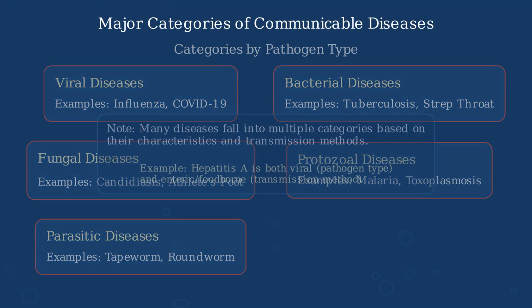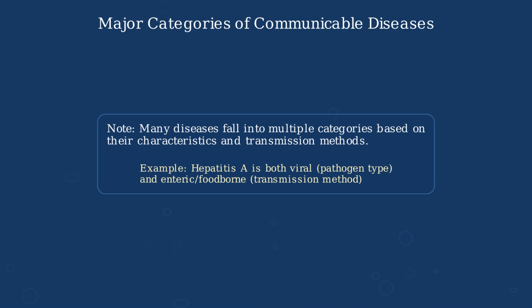It's important to note that many diseases fall into multiple categories. They can be classified by both their transmission method and the type of pathogen. For example, hepatitis A is both a viral disease based on its pathogen and an enteric or foodborne disease based on how it spreads. Understanding these categories helps medical professionals diagnose, treat, and prevent the spread of communicable diseases.